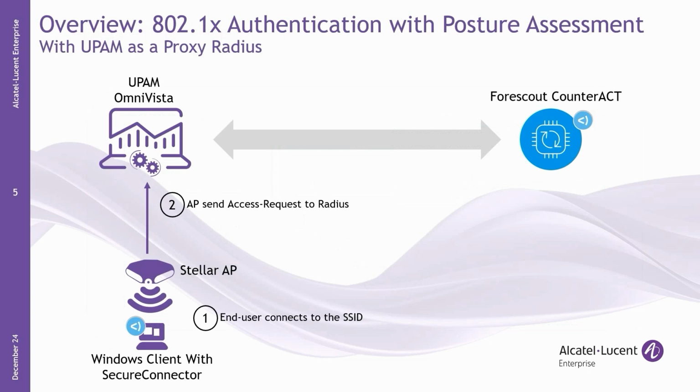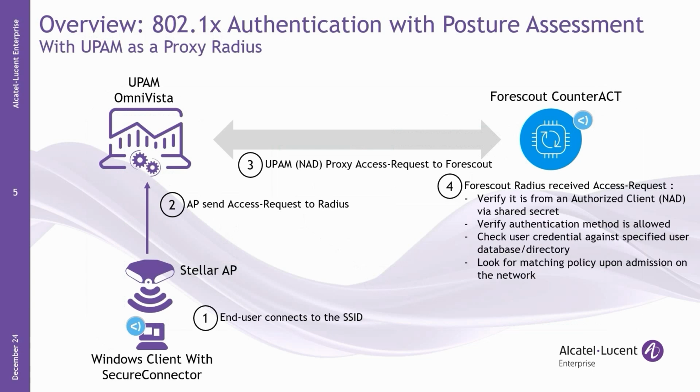The AP sends a RADIUS access request to UPAM. UPAM then acts as a proxy, forwarding the request to Forescout. Forescout processes the request. It verifies the shared secret to ensure the request is from an authorized client, checks that the authentication method is allowed, and validates the user credentials against Active Directory. If authentication is successful, Forescout checks for any matching policy before granting or denying access. For this demonstration, we'll have a policy in place that requires SecureConnector to perform a posture check on the endpoint.